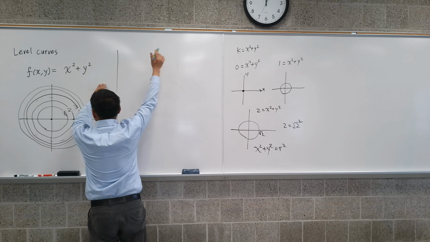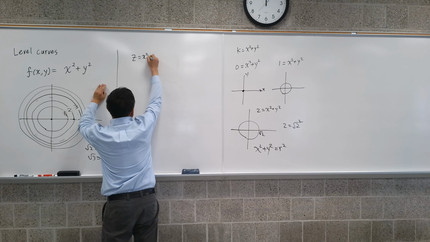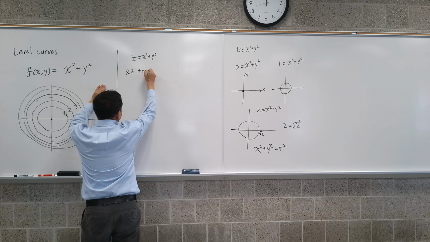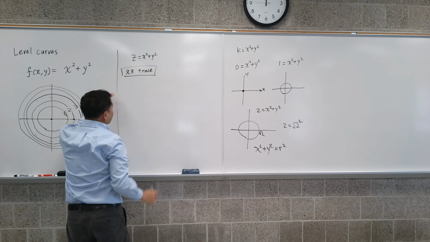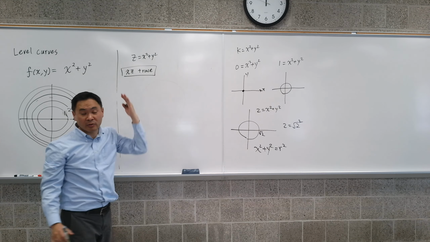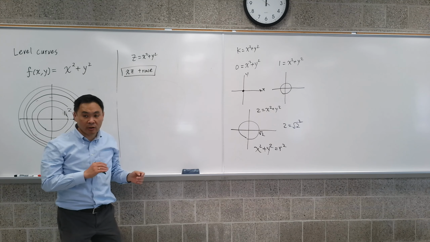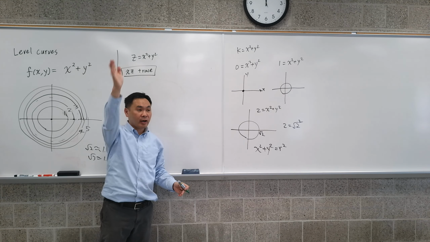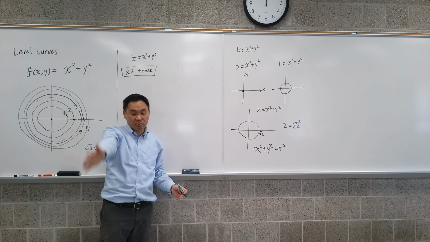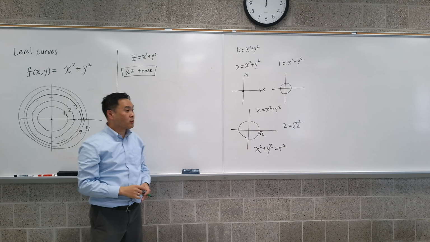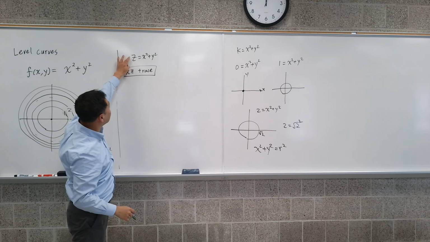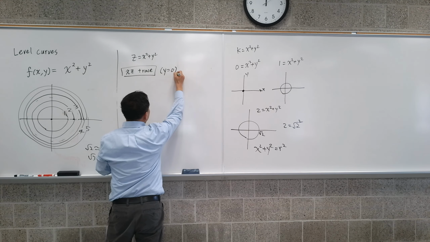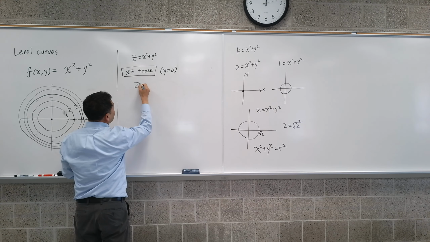Okay, so if you have z equals x squared plus y squared, the xz trace is the intersection of this graph with the xz plane. Here's x, here's y, and here's z, so the xz plane will be right here. Every point on this xz plane will have y coordinate 0, right? Therefore, to get the intersection between this surface and the xz plane means you're setting y as 0. So let's see what that does. That gives you z equals x squared.